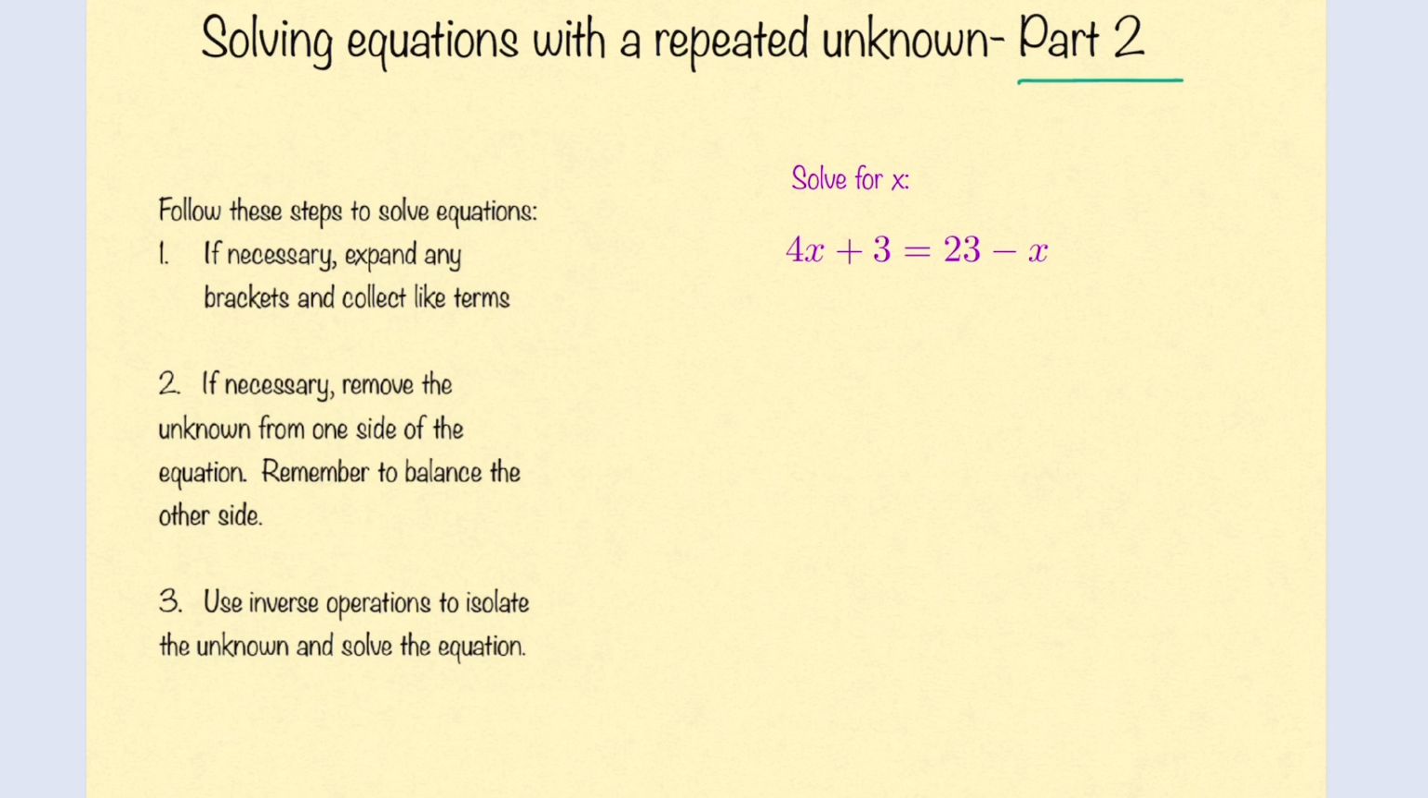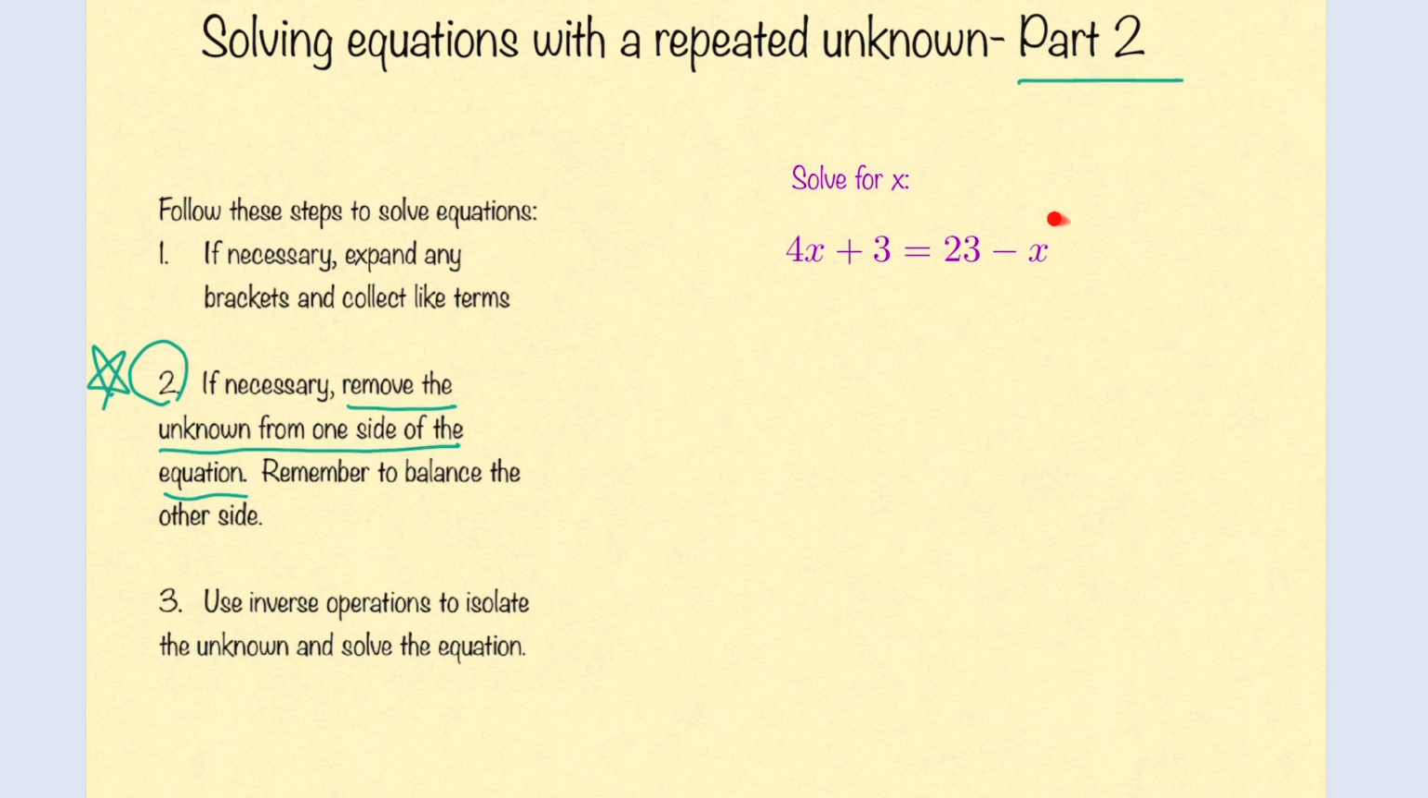In our last video, we looked at simple equations where we had to expand the brackets and collect like terms and then use inverse operation to solve the equation. Today we will look at equations where we will focus on number 2 here, where we need to remove the unknown from one side of the equation. So let's take a look at the example together.